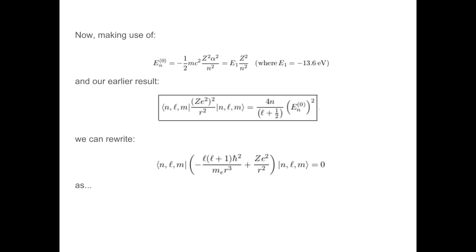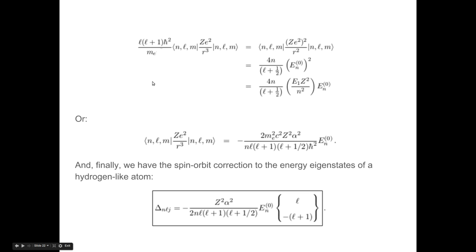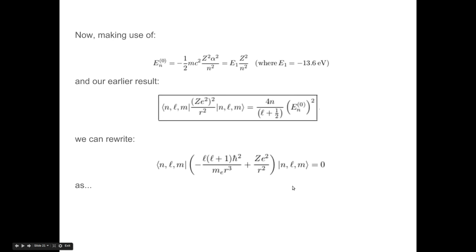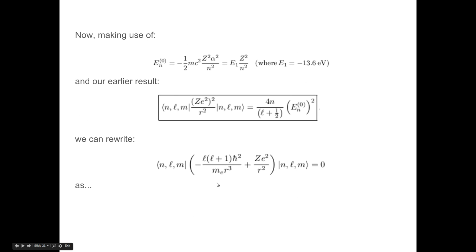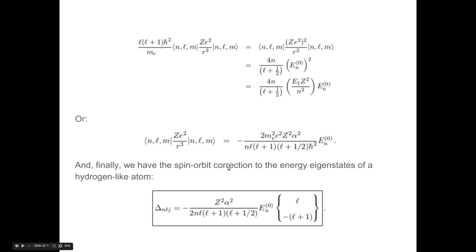Okay, so let's rewrite this. What I want to do is take one of these pieces over to the other side. That's what I've done. And then I multiplied both sides by Ze squared. So you can see here, this is the L term, the centrifugal term. I've multiplied by Ze squared, 1/r cubed, okay? And then on the right-hand side, I pick up an extra factor of Ze squared.